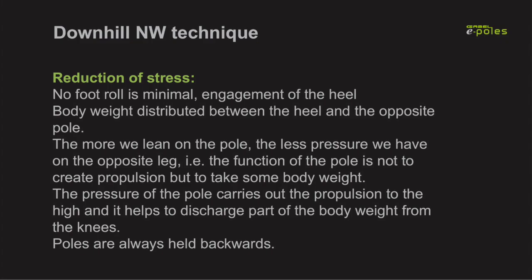The heel engagement is quite high. The body weight is distributed between the heel and the opposite pole. Here, when we lean more on the pole, we have less pressure on the opposite leg. The function of the pole is not to create propulsion, but to take some body weight. The pressure of the pole helps to discharge part of the body weight from the knee. The poles are always held backwards and not presented forward, as this reduces oscillation.